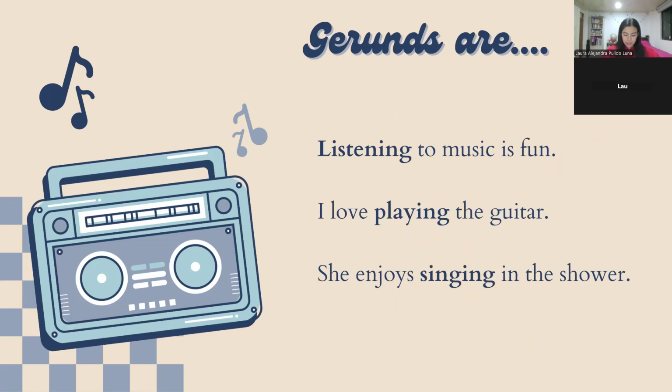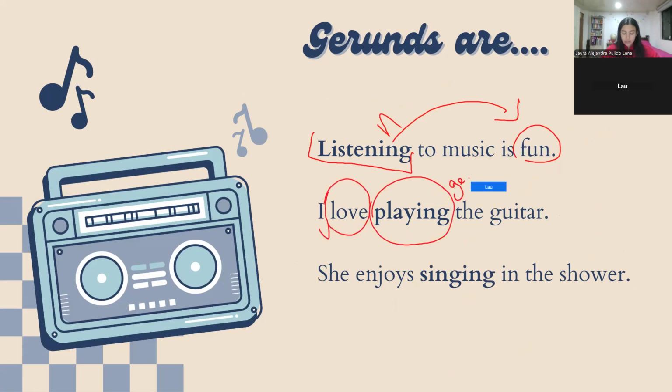Here are other examples. Listening to music is fun. Listening to music is fun. So we are describing the action. We are not saying that right now we're listening or that we listen to music. No. Listening to music is fun. I love playing the guitar. Now we have a verb, the verb love, and we have the gerund. So I am describing the action. I describe that I love doing something. I love playing the guitar, but I am not doing the action.